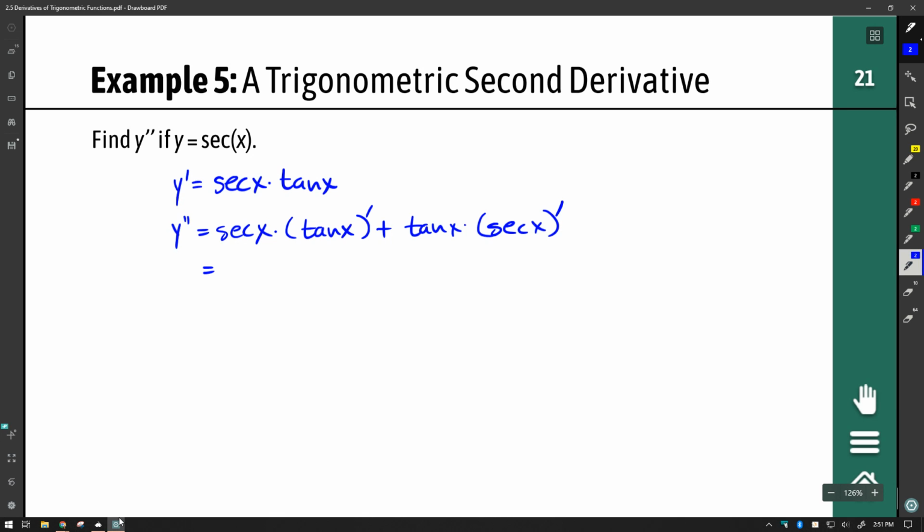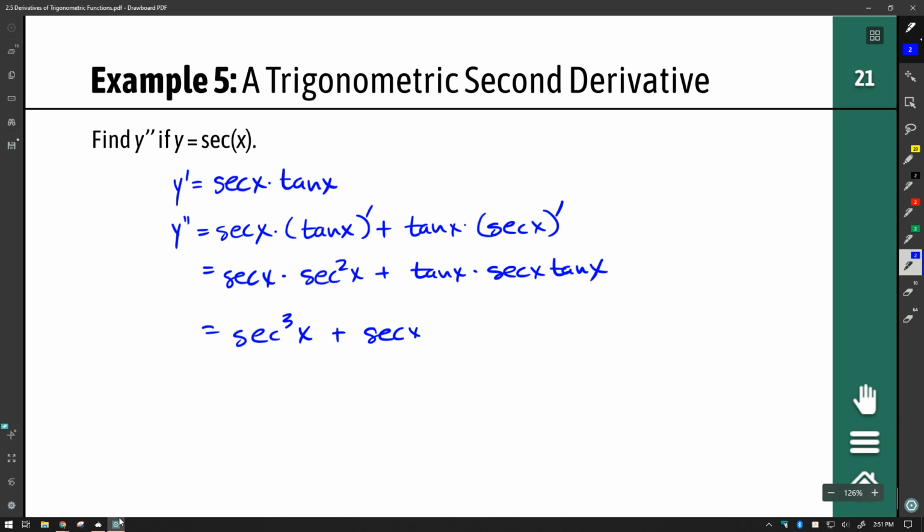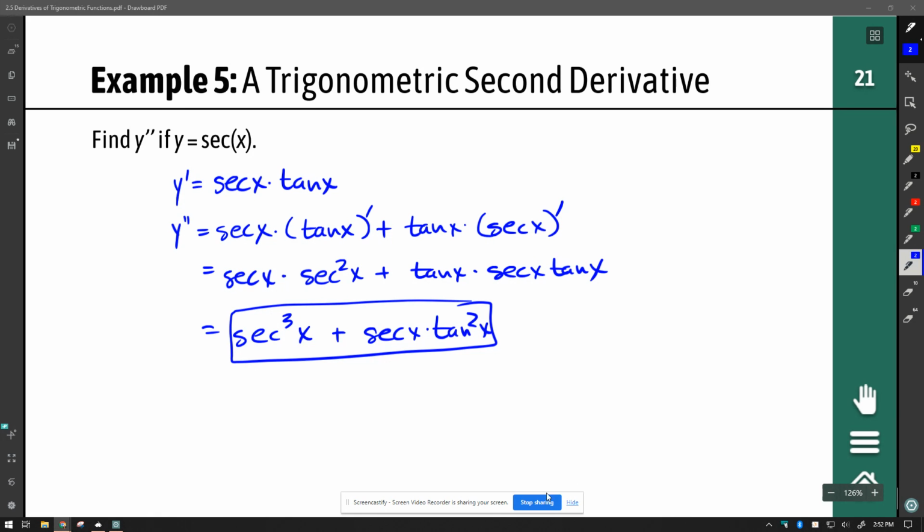Now we're going to replace those prime notations with their actual derivatives. So we have secant of x times the derivative of tangent of x, which is secant squared of x, plus tangent of x times the derivative of secant of x, which again is secant of x tangent of x. And finally, secant of x times secant squared of x is secant cubed of x. Plus, we have tangent of x times secant of x tangent of x, so that's secant of x times tangent squared of x. And we have a final answer for y double prime in this case, and that uses the derivatives of all 6 of the basic trigonometric functions.